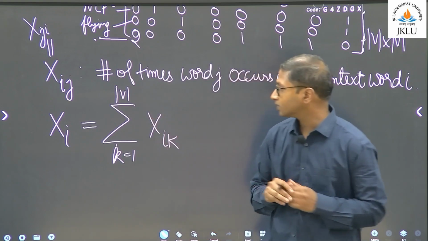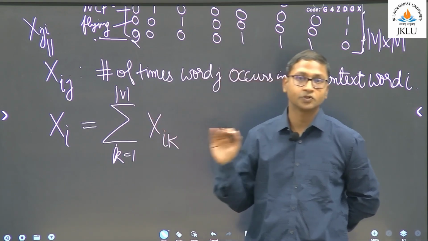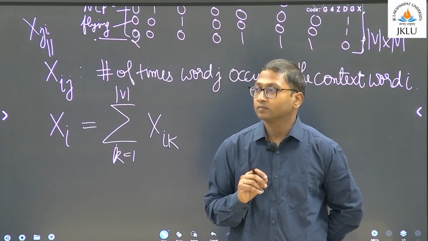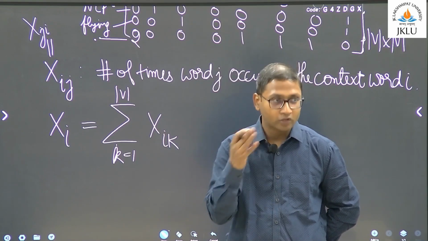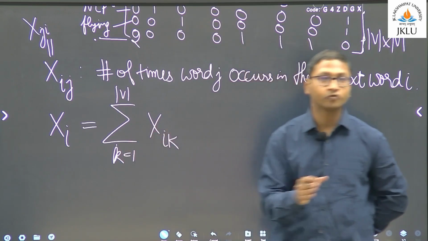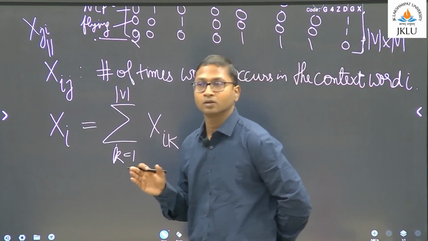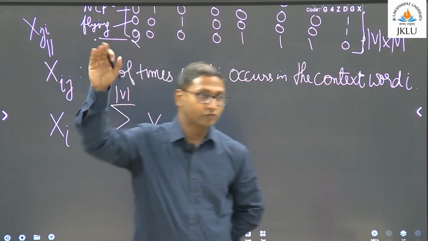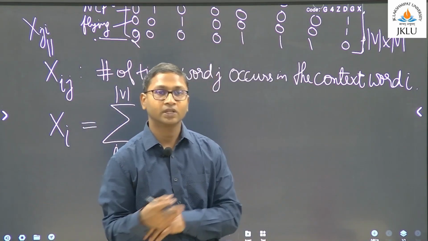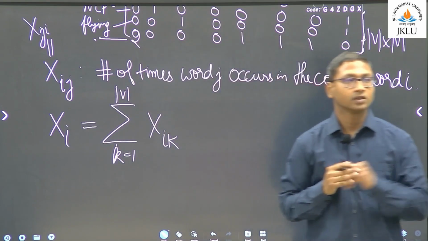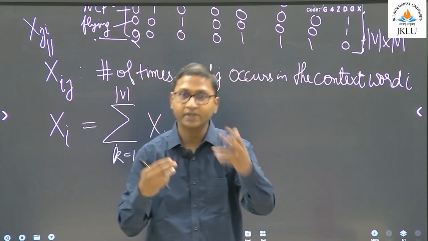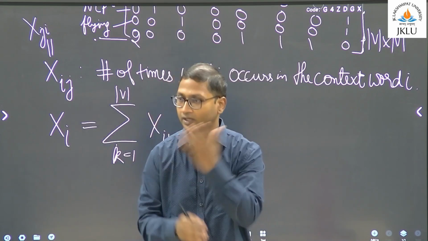If this summation is huge, what does it mean? The word has a lot of occurrences in the corpus. But if this summation is very low for a word, then that word is a rare word in my corpus. And if my corpus is huge, then what I can reasonably conclude is that it is a rarely used word in English itself. Okay.